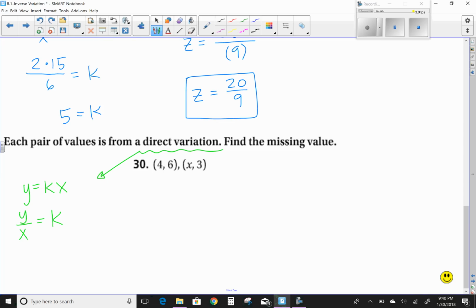And I'm going to set up a proportion of y over x. So 6 over 4 equals 3 over x. Cross multiply, 6x equals 12. Divide by 6. And x equals 2. And that is all that I have to say about inverse variation.